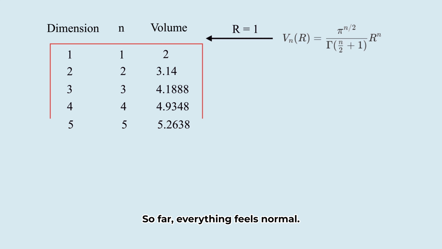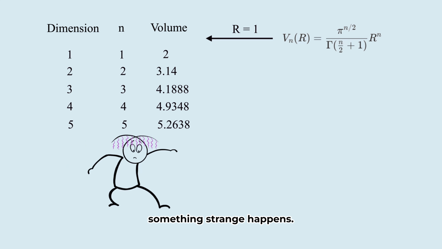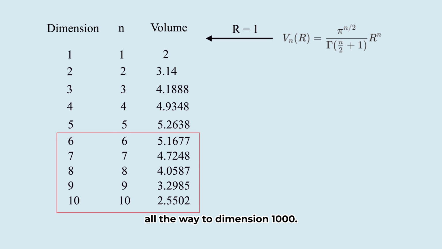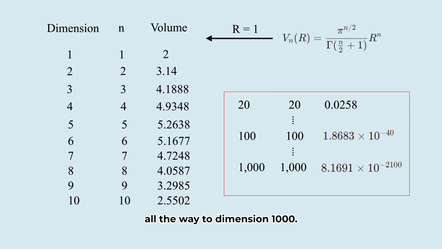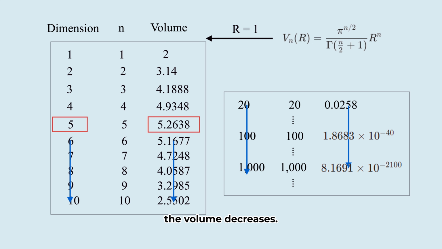So far, everything feels normal. As dimension increases, the volume increases too. But now, something strange happens. Let's go further, all the way to dimension 1000. Now, watch what happens. The maximum occurs at dimension 5. From dimension 6 onward, the volume decreases. After that, the collapse begins.